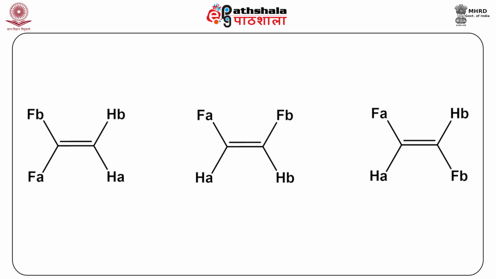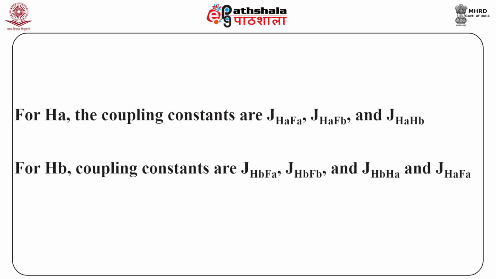There are 3 different couplings for each proton. For HA, the coupling constants are JHAFA, JHAFB and JHAHB, whereas for HB, coupling constants are JHBFA, JHBFB and JHBHA, and JHAFA is not equal to the coupling JHAFB. Similarly, students, JHBFA is not equal to the coupling constant JHBFB.